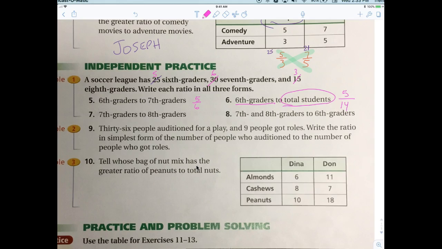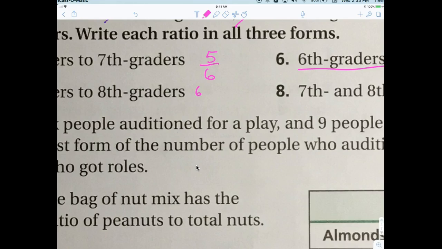Now, 7th grade to 8th grade. 6 over 3, or 2 over 1. Yes, it could be 2, but I like what he said. I want you to put 6 over 3 and then reduce it to 2 over 1.